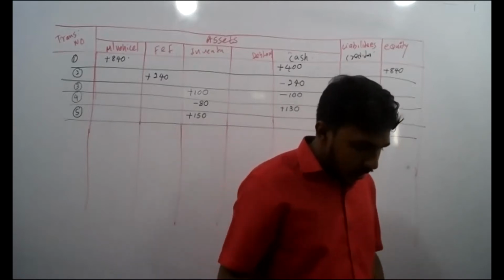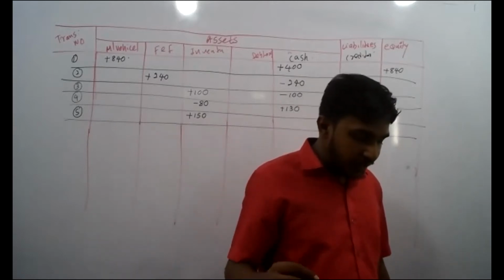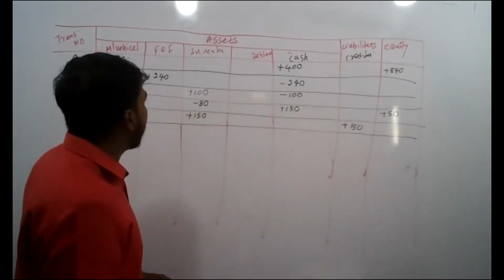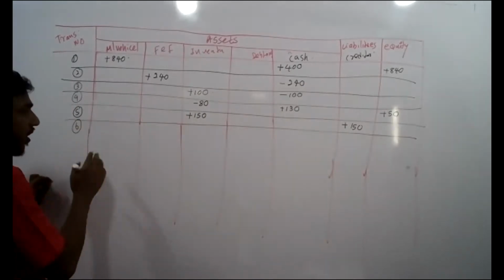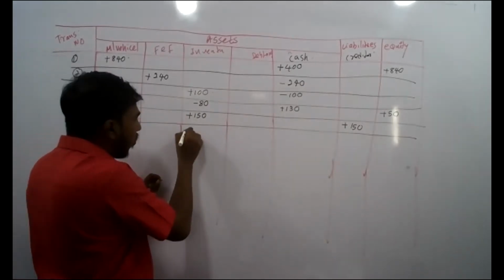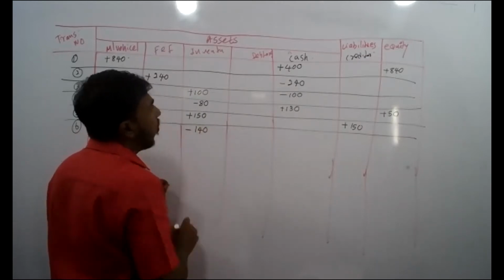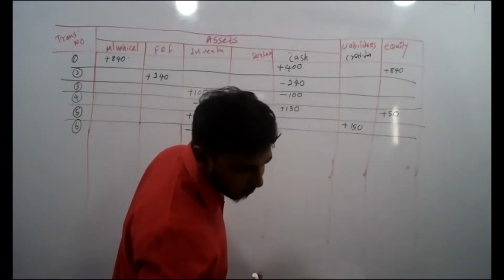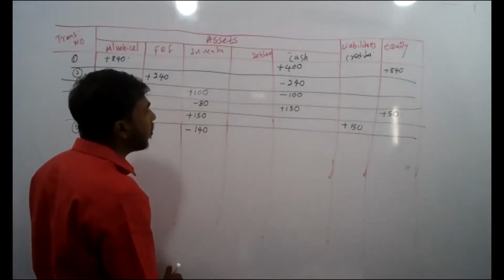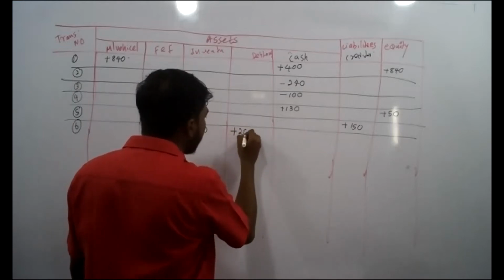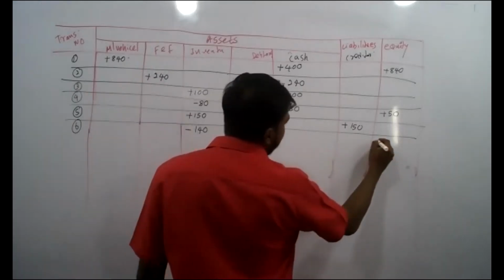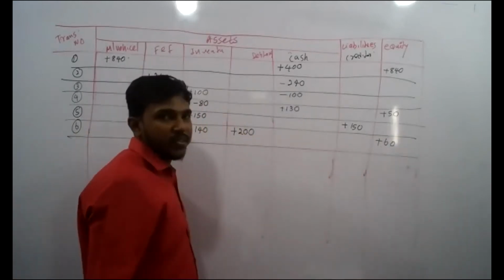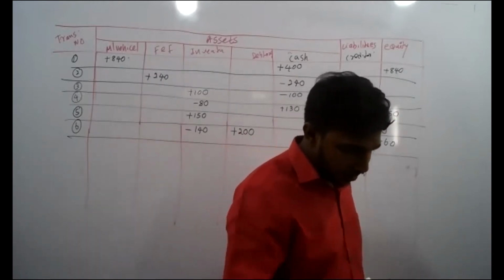Then goods costing rupees 140,000 were sold for 200,000 on credit. Now see, again it's a credit basis transaction. Goods decreased by 140 because the goods cost is 140. What does it say? Sold for 200,000 on credit. So debtors increased by 200,000. Then equity increased by 60. Equity increased by 60. Okay? Any questions? Let me know.